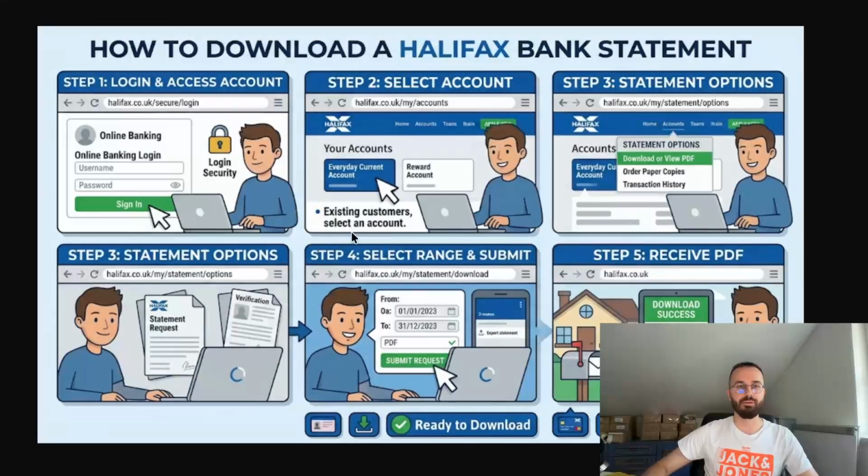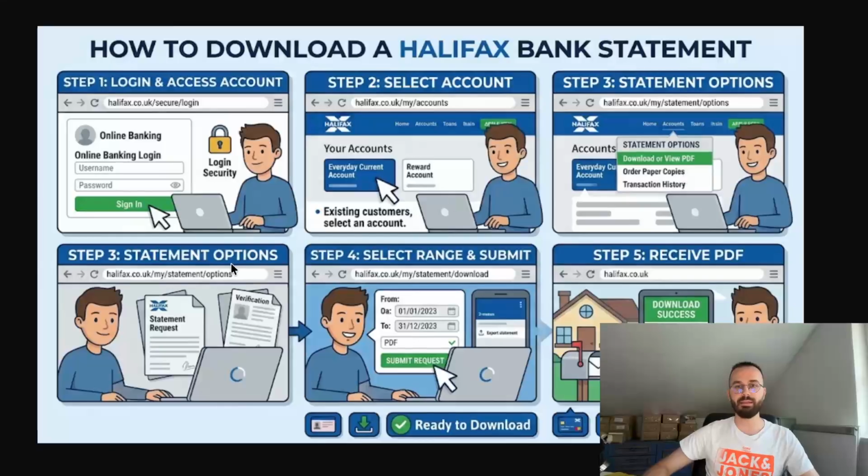So first of all, log in and access the account as I already told you, and click on, as you can see, your accounts, and then click on Everyday. As you can see, click on Current Account. Then step 3 is statement options. So go to the statement options and download or view the PDF. So you can do both of course.